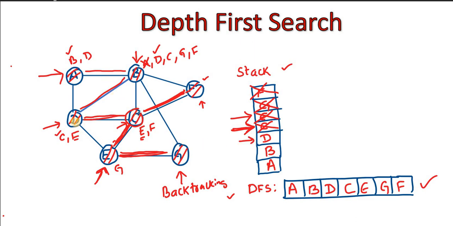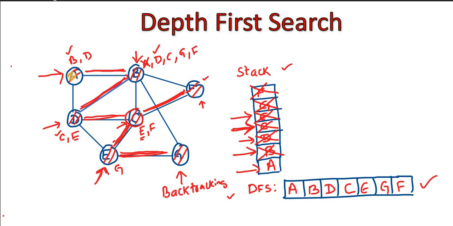So I'm coming back to D, and all the adjacent vertices of D are already visited. So apply backtracking. So remove this D, and now on the top we have vertex B. So go back to vertex B and again apply the process. For this B also, all the adjacent vertices are already visited. So apply backtracking. That means B is removed from the stack. And next on the top we have A. So go back to A.